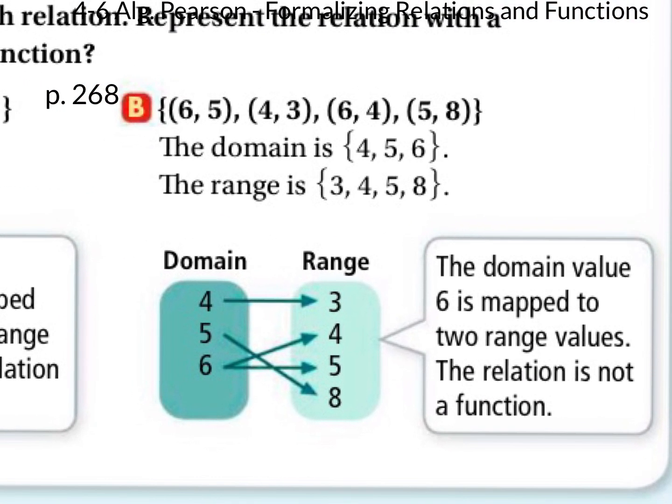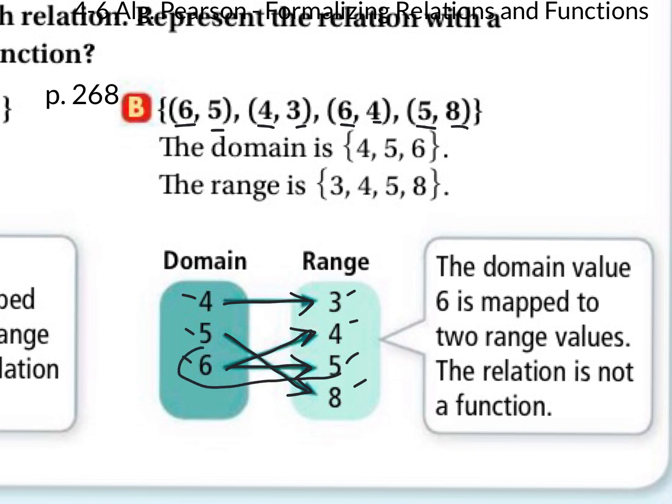If you look at the second one, they looked at the x values and said, okay, we've got 4, 5, and 6. They just put them in order. And then they put the y values in order also, 3, 4, 5, and 8. Okay, and now they're pairing them up. So 6 goes to 5, 4 goes to 3, 6 goes to 4, and 5 goes to 8.